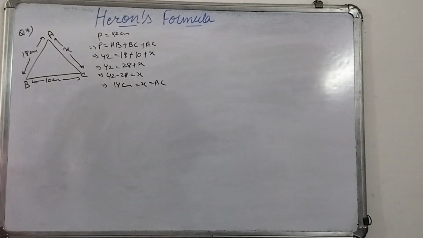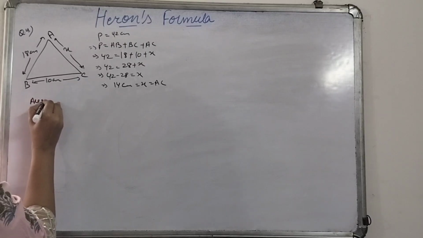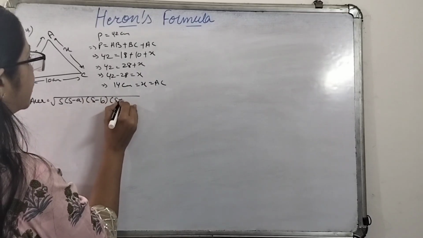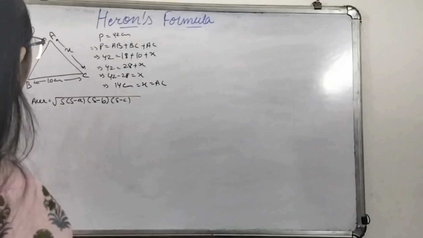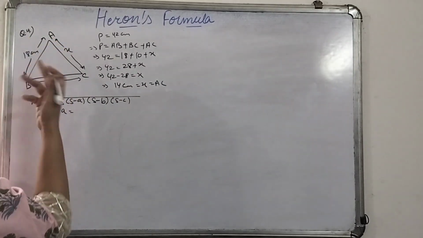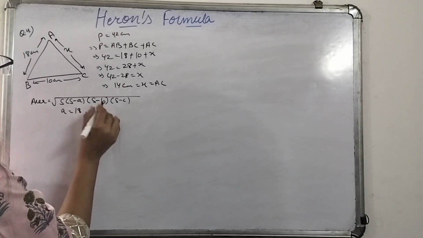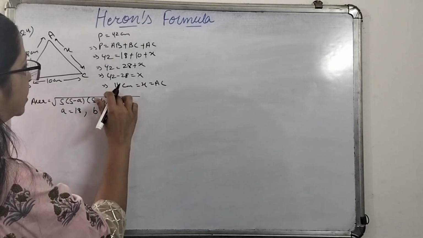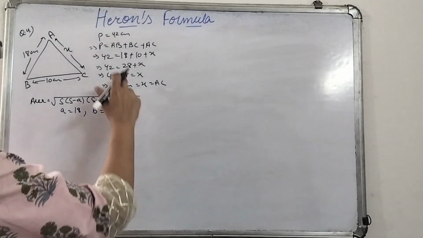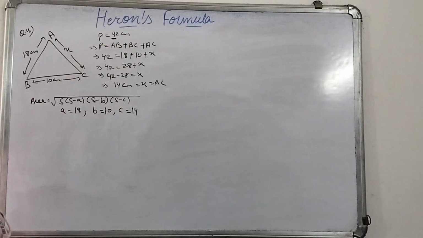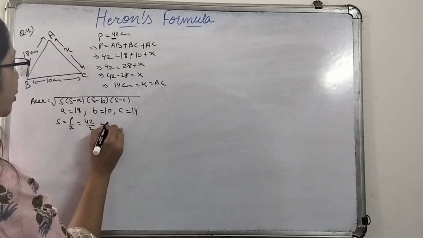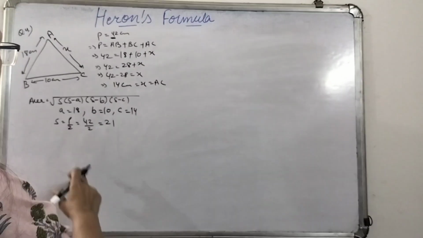Now, how can we find the area of this triangle? We know the area of the triangle is given by root of s, s minus a, s minus b, s minus c. This is the formula for finding the area of a scalene triangle, or any triangle we can say. Over here a is one of the sides, that is 18, b is another side, that is 10, and c is the third side, that is 14. So first of all, we need to find the semi-perimeter. Perimeter is given to us as 42. So semi-perimeter will be perimeter divided by 2, that is 42 divided by 2. 21 will be the semi-perimeter value of S.